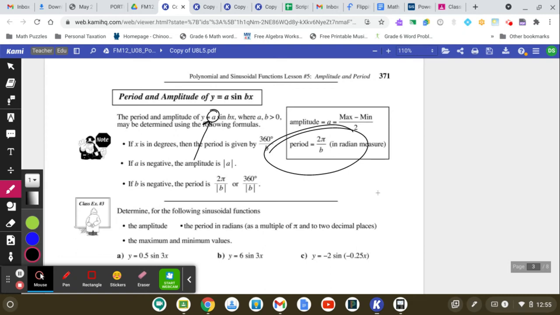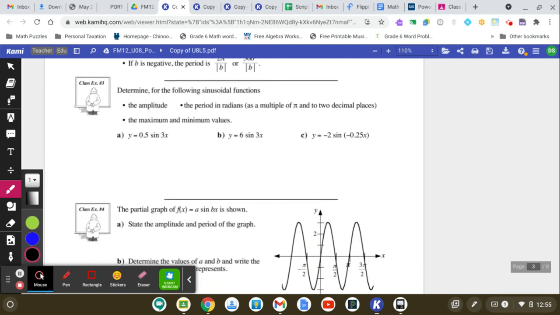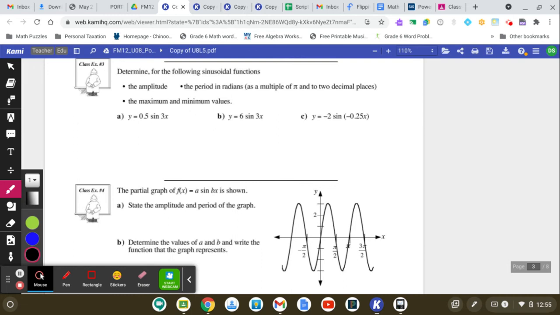Okay, so let's go down to class example number 3. Ready? For the following. Okay, Anson. Class example number 3. Are you ready? The one they want us to work on is this one. It says 0.5 sine of 3x. They want to know the amplitude. What's the amplitude of that? Quick. 0.5. The amplitude for this question is 0.5.